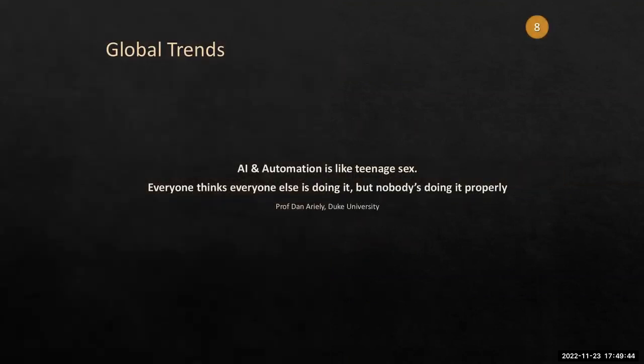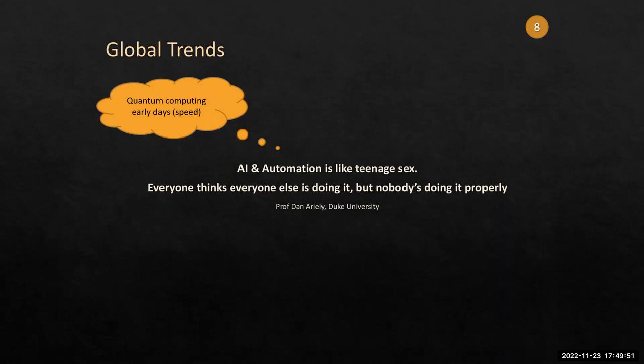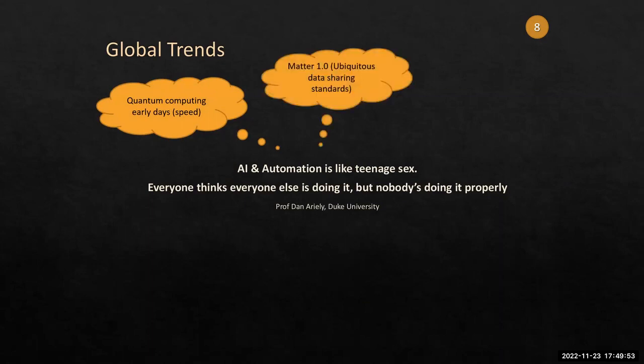On AI and automation, there's a famous saying from a professor at Duke University. AI and automation is like teenage sex. Everyone thinks everyone else is doing it, but no one is doing it properly.